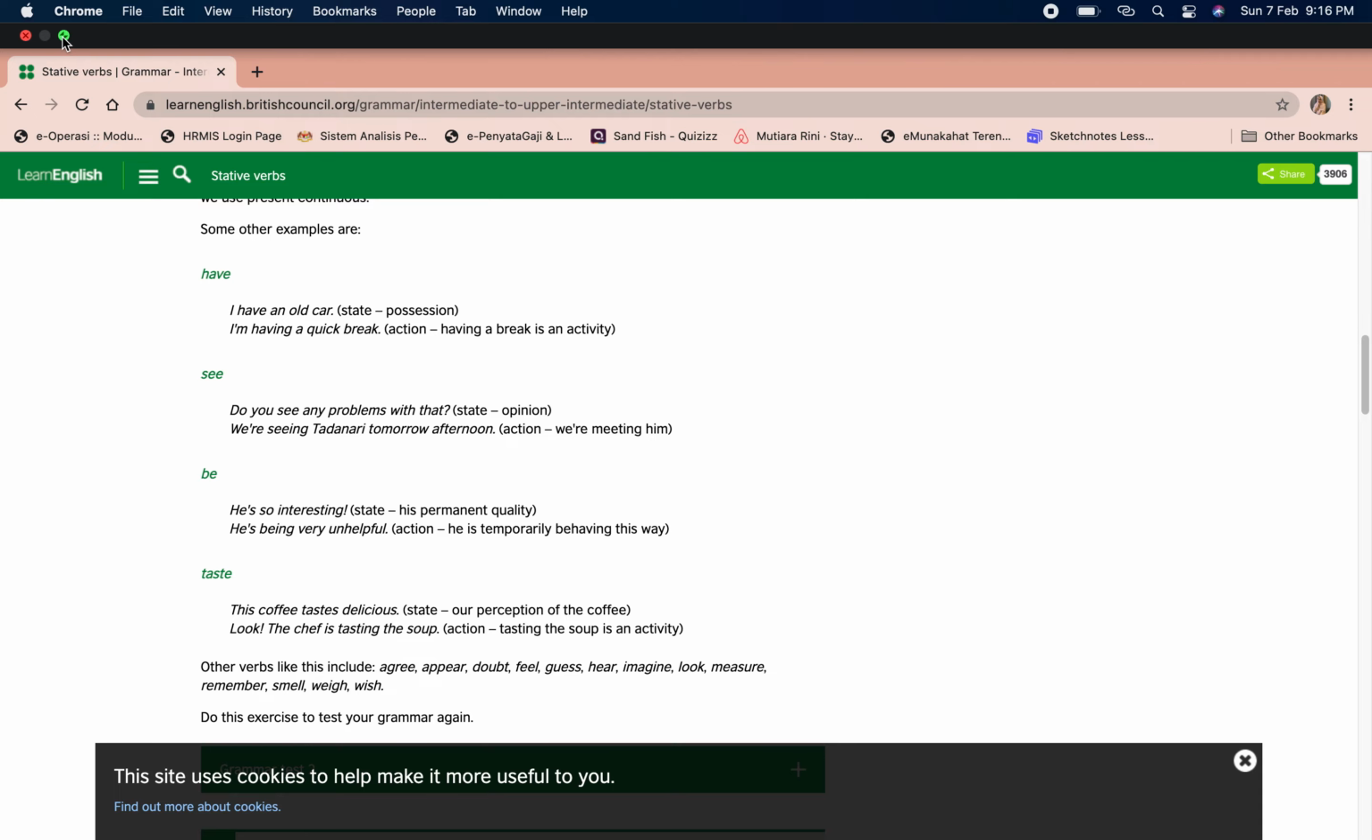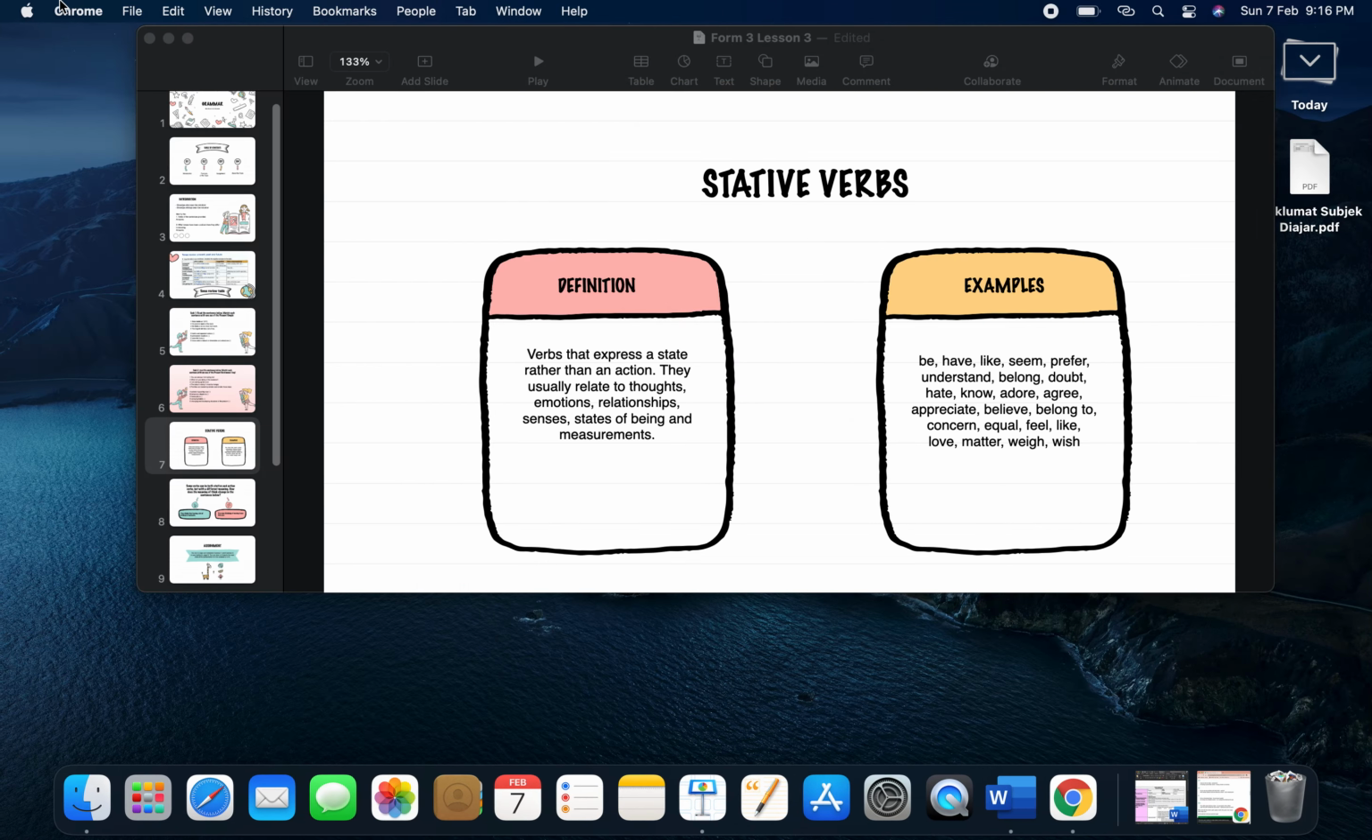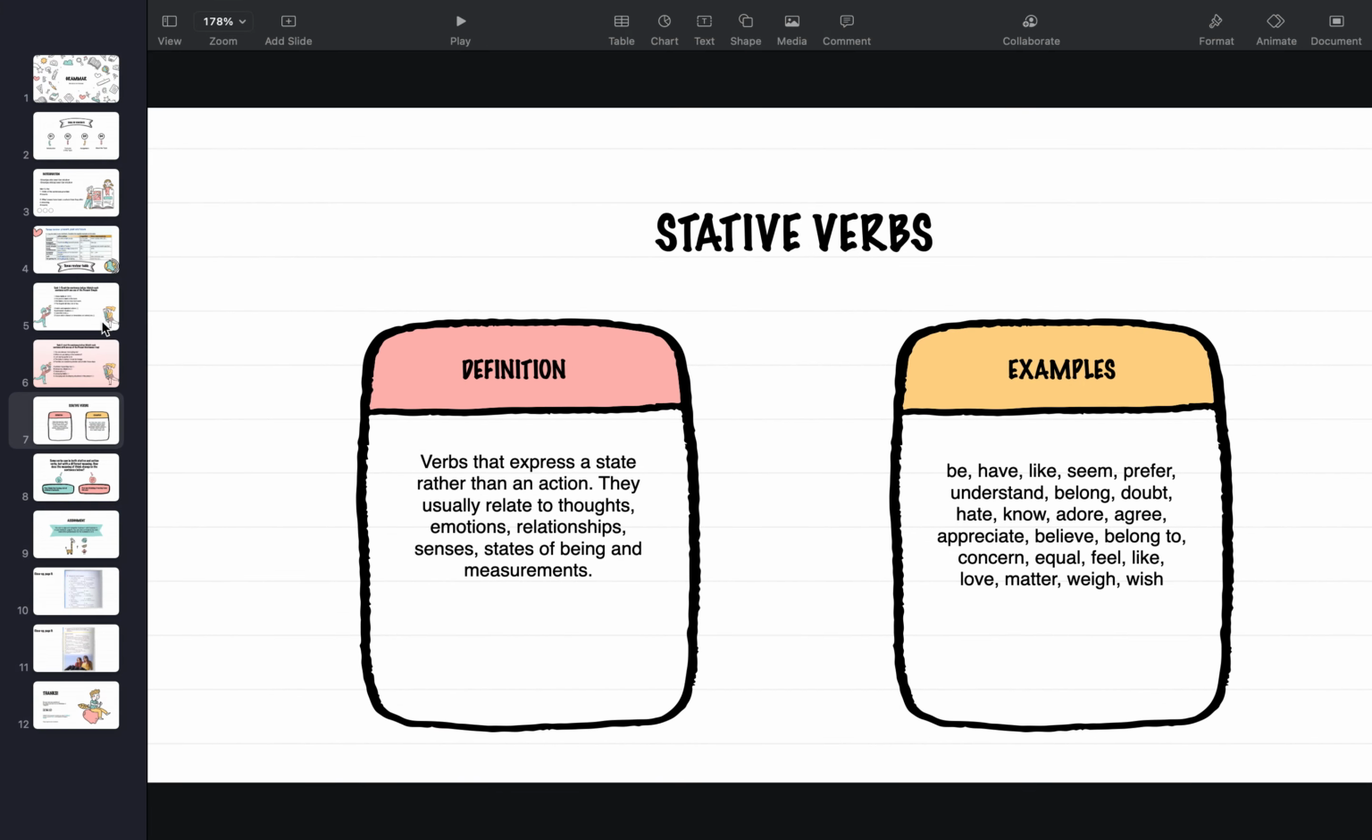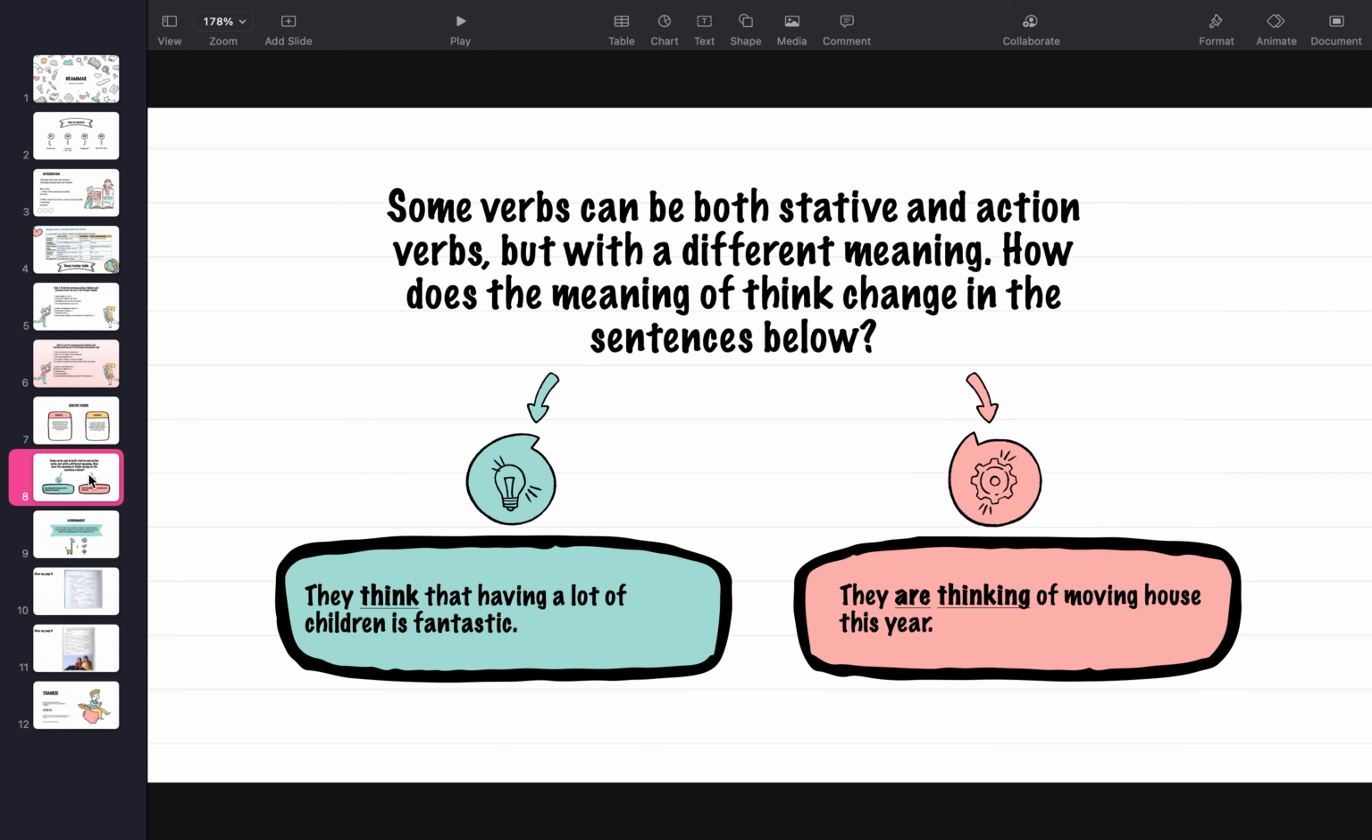Okay, so that's that. Let's get back to our presentation. Now, some verbs can be both stative and action verbs, but with a different meaning. How does the meaning of think change in the sentences below?